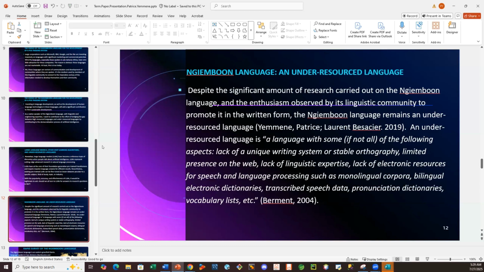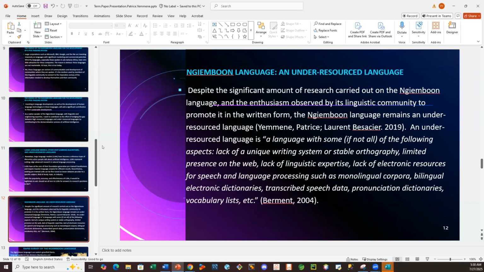An under-resourced language, per the definition by Berman, is a language with some, if not all, of the following aspects: lack of a unique writing system. This is true for the Ngiemboon language. Lack of a stable orthography. This is true for the Ngiemboon language. Limited presence on the web. This is true for the Ngiemboon language. Lack of linguistic expertise. There is linguistic expertise, but not as extended as it is in other languages.